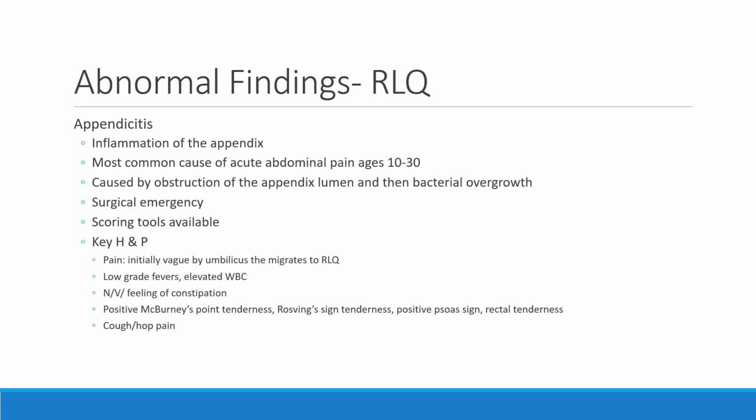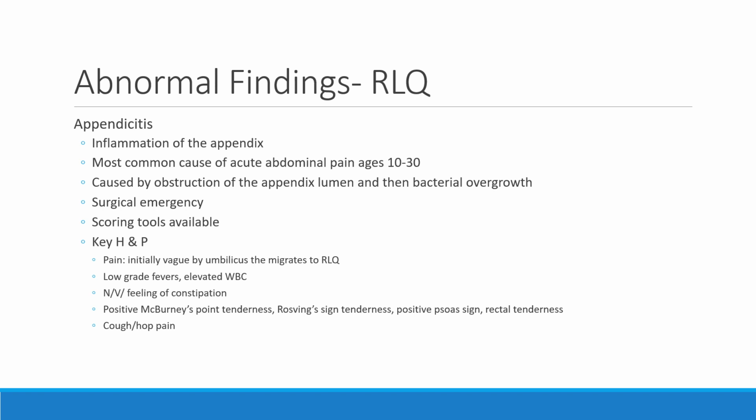Appendicitis is one of the things that we think about when we hear patients have right lower quadrant pain. This is inflammation of the appendix and the most common cause of acute abdominal pain, ages 10 to 30. It is caused by obstruction of the appendix lumen and then bacterial overgrowth. This is a surgical emergency. It could lead to perforation, gangrene, and peritonitis within the first 36 hours. This can be a difficult diagnosis to make at times, and there are scoring tools available.